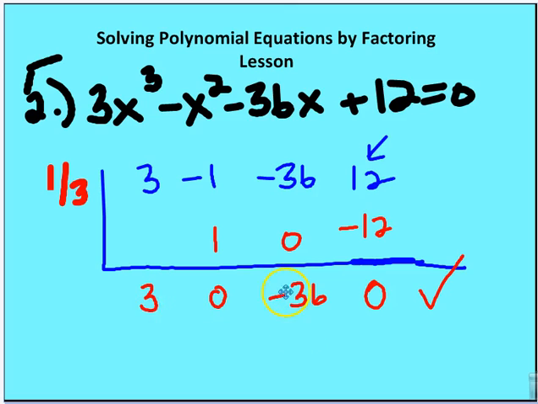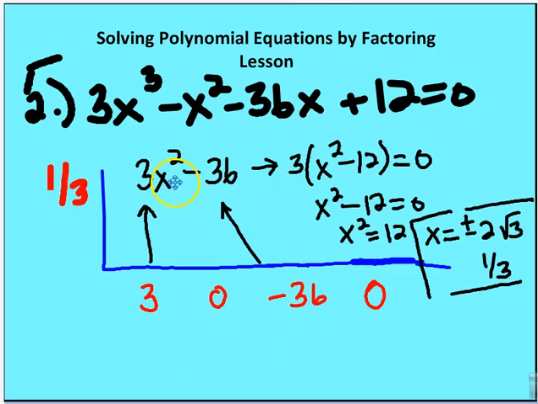And then I've reduced this to a quadratic. I'm going to go ahead and rewrite my quadratic, 3x squared minus 36. I'm going to distribute out 3. 3 times x squared minus 12 is equal to 0. x squared is equal to 12. Solve: x is equal to plus or minus 2 root 3.